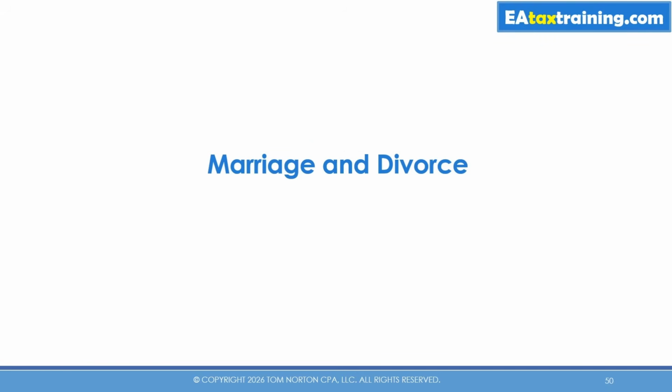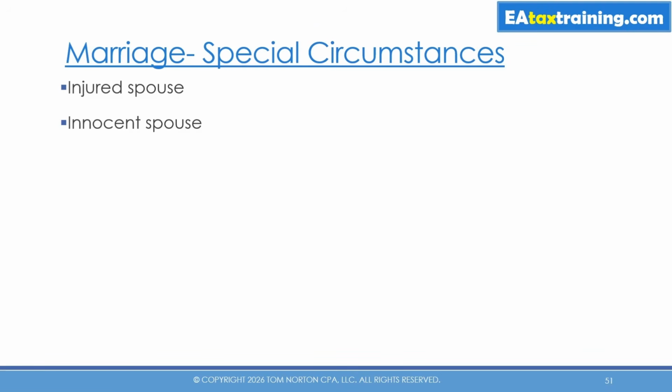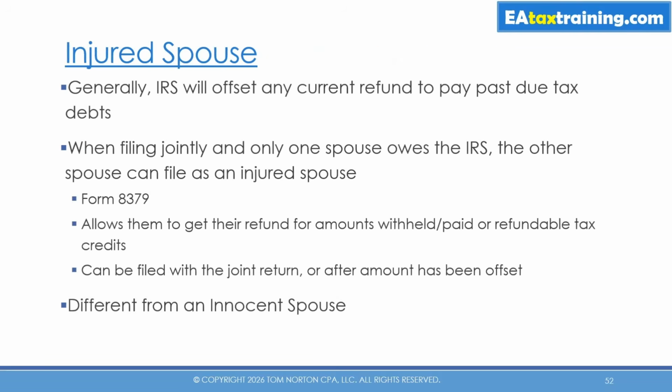Our next topic is marriage and divorce. So the first thing we're going to talk about is a couple of special circumstances. One is called injured spouse. The other is called innocent spouse. These are two separate things. So we want to make sure that you understand each of them. So let's start with injured spouse.